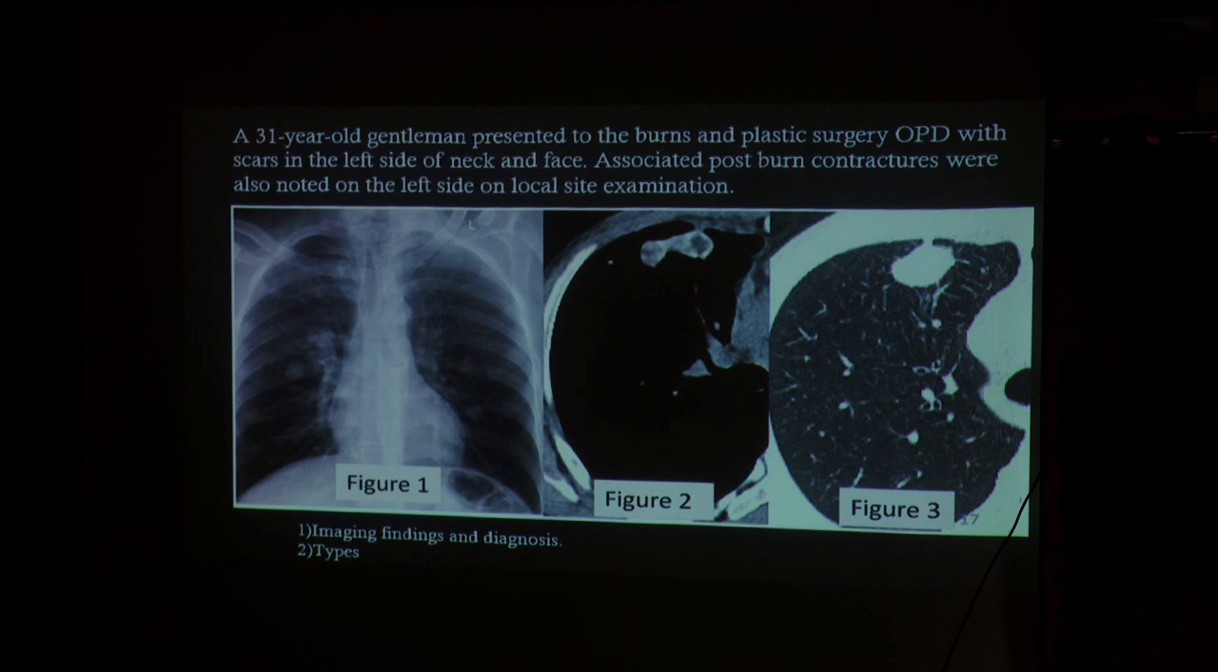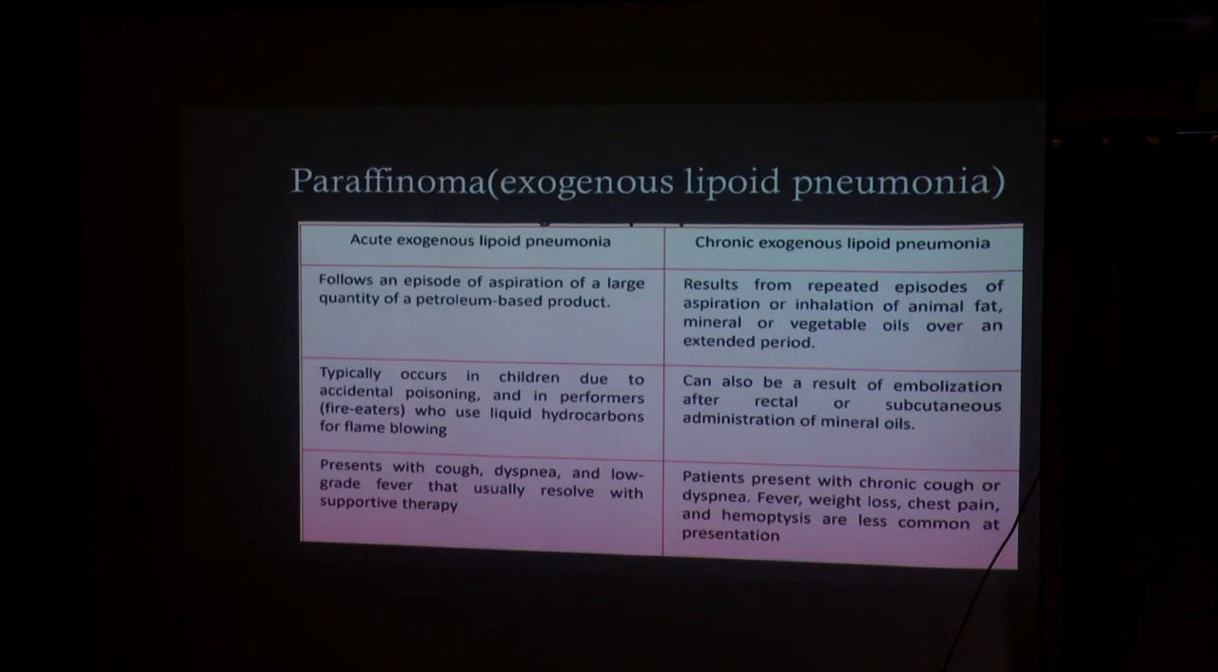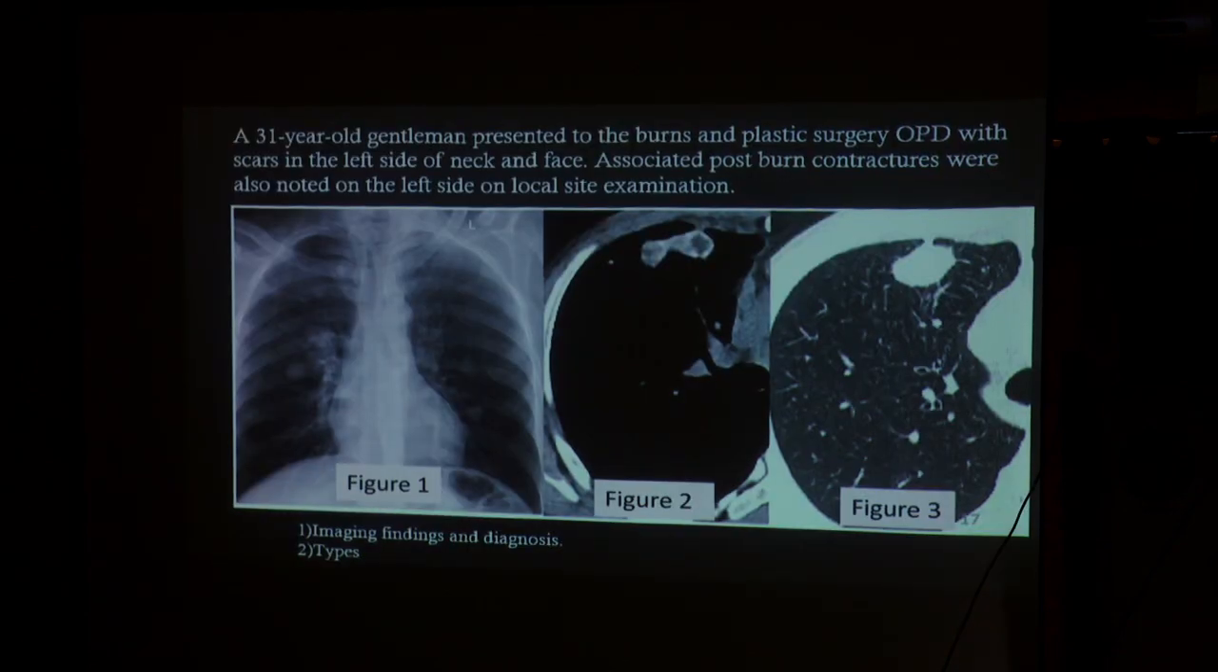So here is another case where a 31-year-old gentleman presented with burns to the plastic surgery OPD with scars on the left side of the neck. This history shows that he has some neurovascular problem and the associated burn contractures are also present. The X-ray and CT findings are given. Diagnosis? So you have a fat density center with peripheral calcification and consolidation. So it is lipoid pneumonia.